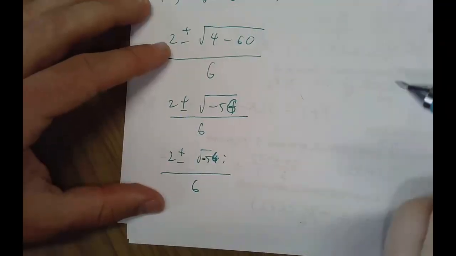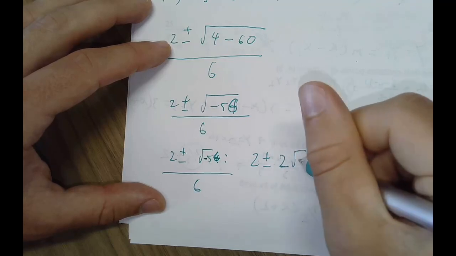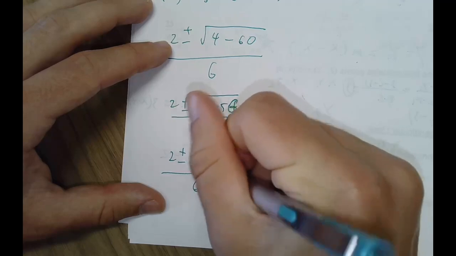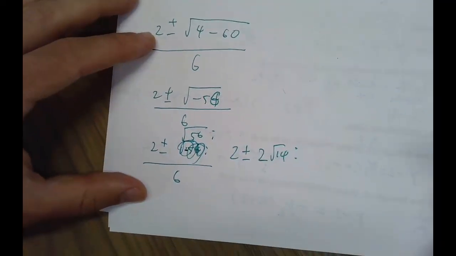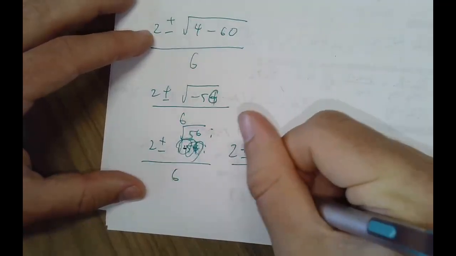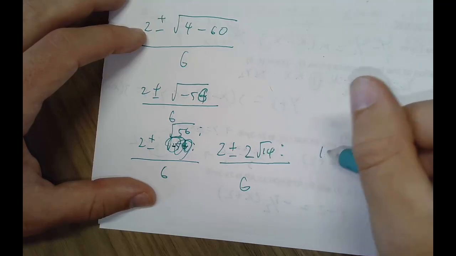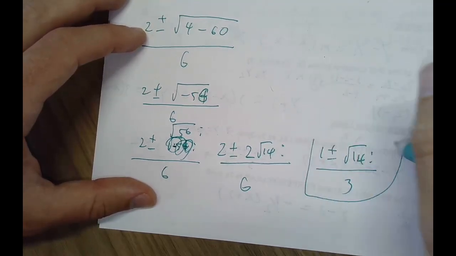Sorry about that. That is 14. So it's 2 plus or minus 2 root 14i. This should be root 56i. That's negative root 56. Sorry about that. A little bit of a fumble. I was doing well up until then. All over 6. And then we can simplify this again to be 1 plus or minus root 14i over 3. Okay.